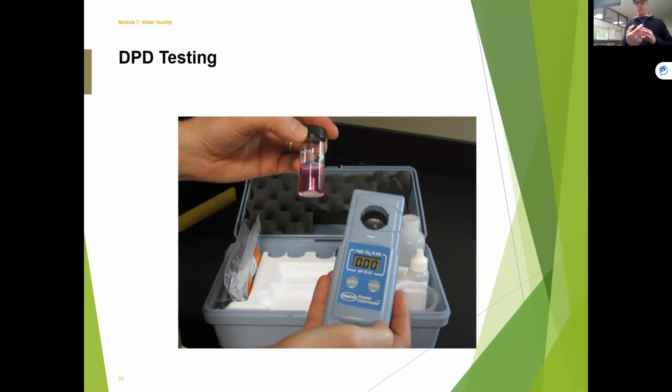Make sure of two things on here. First, that they're not expired. This particular one expired in 2016, so this is not a real good one to use. That's why it's been in here. Second, make sure it's for what you're testing. This says chlorine-free DPD, so make sure it's the right one, because these also come in total. You're going to put that in here.